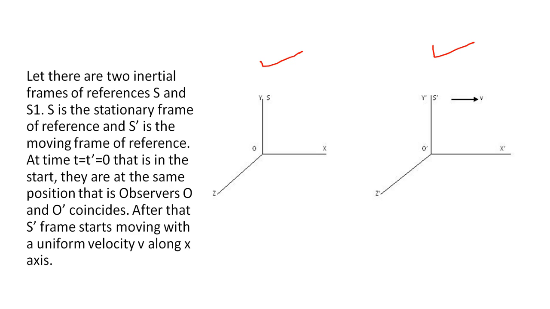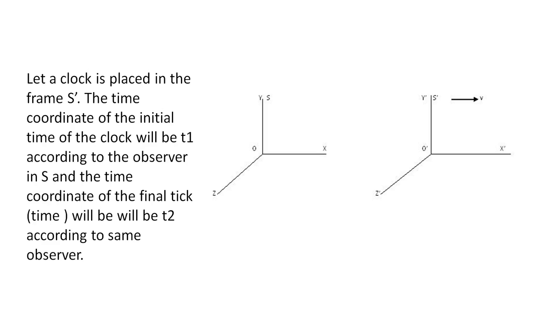At time t equals t dash equals 0, that is in the start, they are at the same position, that is the observers O and O dash coincide. Now after that S dash frame starts moving with a uniform velocity v along the x axis. Now let a clock be placed in frame S dash.